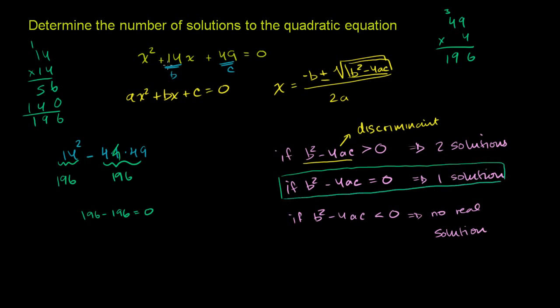And if you want, you could try to find that one solution. This whole part is just going to be the square root of 0. It's just going to be 0. So the solution is going to be negative b over 2a. Negative b is negative 14 over 2 times a. a is just 1, so it's 2. So it's equal to negative 7. That's the only solution to this equation. But if you just wanted to know how many solutions, you just had to find out that b squared minus 4ac is 0. So it's only going to have one solution. And there are other ways. You could have actually factored this pretty easily into x plus 7 times x plus 7 and gotten the same result.